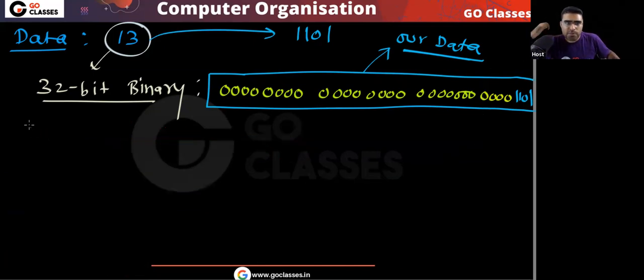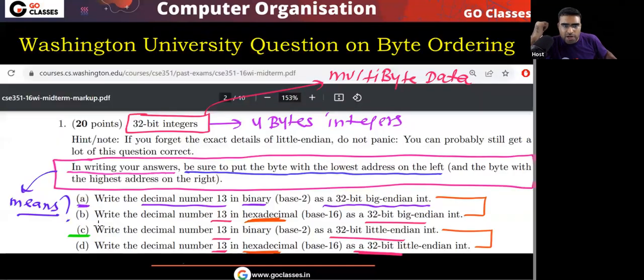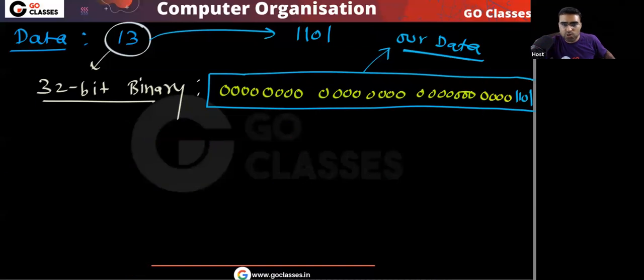What is part B? In part B, we need to convert it into hexadecimal. Read part B: write the decimal number 13 in hexadecimal, as a 32-bit big endian. So first you convert this binary data that you have into hexadecimal. So what will that be? In hexadecimal, it will be like this.